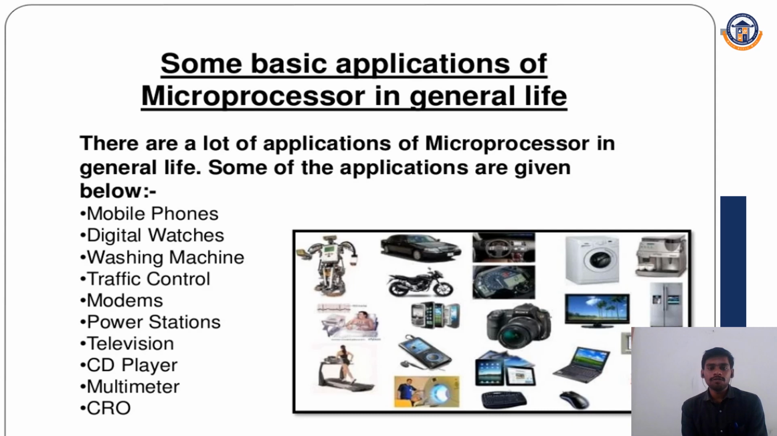Some basic applications of the microprocessor in general life. These are regular electronic gadgets in our life. Without the microprocessor we can't use this kind of stuff. There are a lot of applications of the microprocessor in general life. Some of the applications are given below: mobile phones, digital watches, washing machines, traffic control, modems, power stations, televisions, CD players, multimeters, CRO. CRO means cathode ray oscilloscope. These applications we use regularly in our day-to-day life.